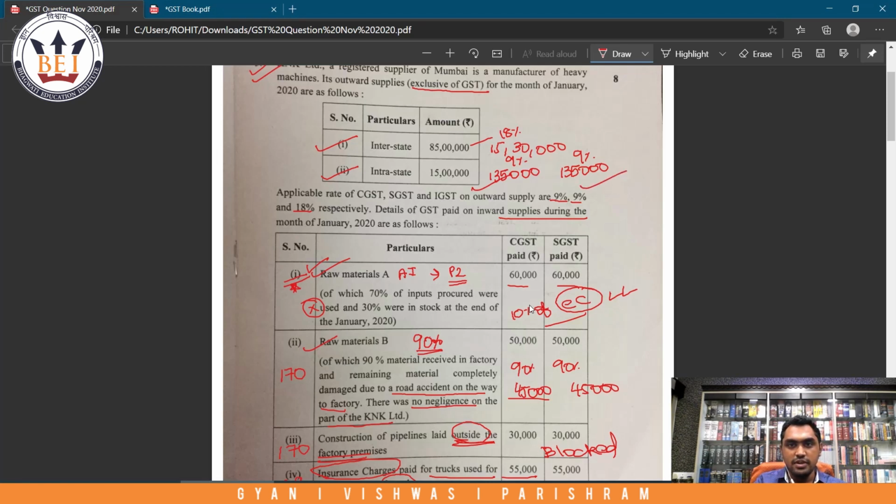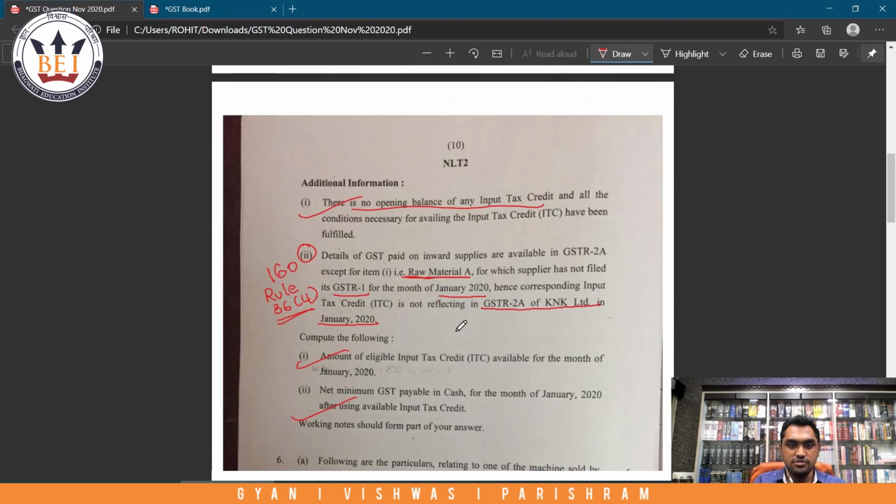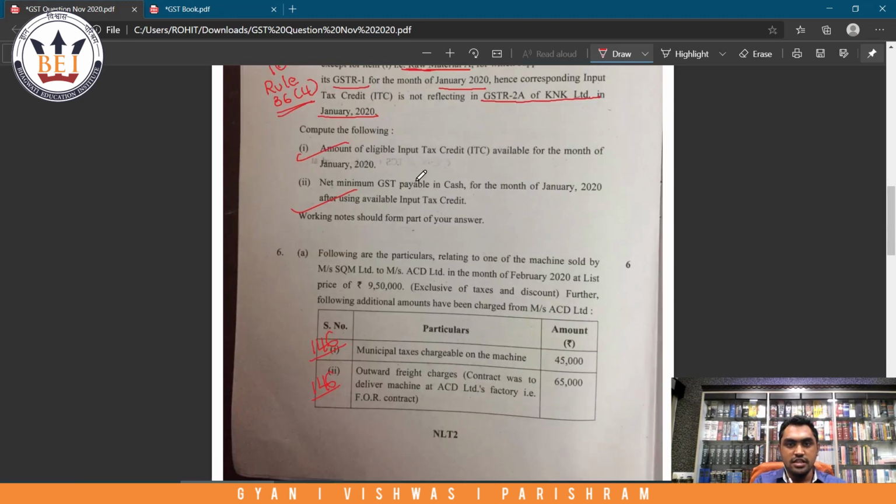So balance will be how much? 10,000 gone. So 25,000 here and 25,000 here, and this will be fully payable in cash. So 1,35,000. So 25 will be payable here, 25 will be payable here, and this 15,30,000 will be payable in cash. So this solves our first question. No opening balance of any input tax credit. So this is done. This is an easy question.